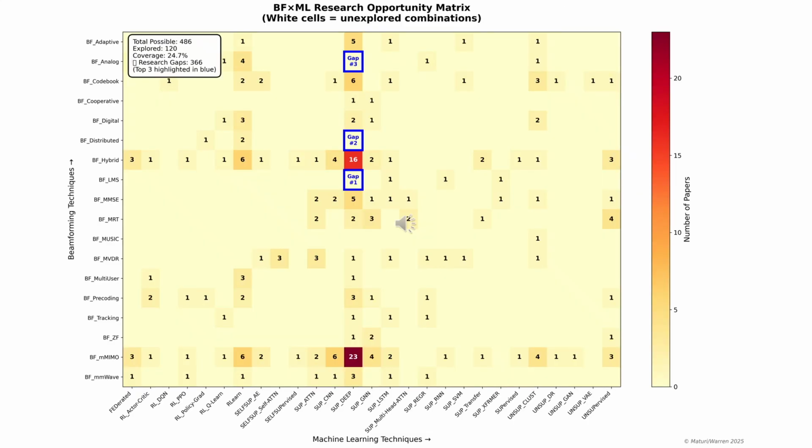This analysis maps every fine beamforming by machine learning combination, revealing three things: sparse coverage. Only 25% of ML enhanced beamforming techniques are explored. Prioritized opportunities. Three blue gaps represent high value targets. Data driven planning. Stop guessing what to research next. Use data to find the best opportunities.